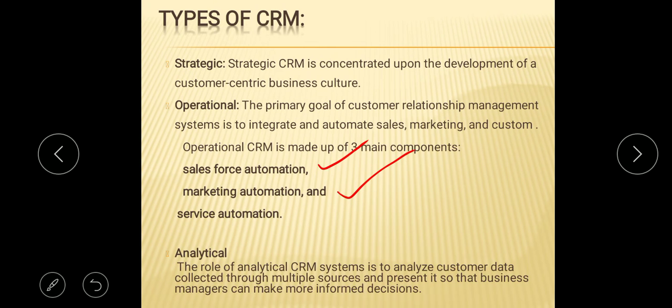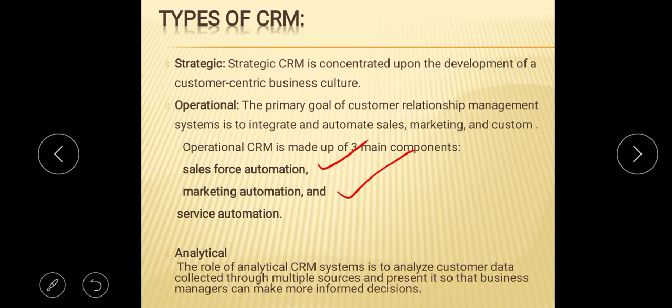There is also service automation. Service automation is the part of the CRM system that focuses on direct customer service technology. Through service automation, customers are supported through multiple channels such as phone, email, knowledge bases, ticketing portals, FAQs, and more.